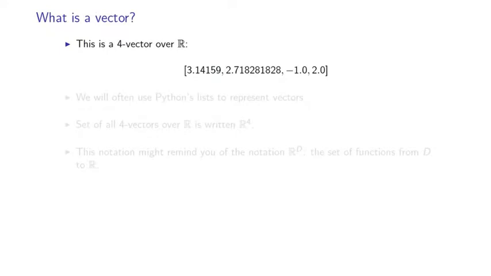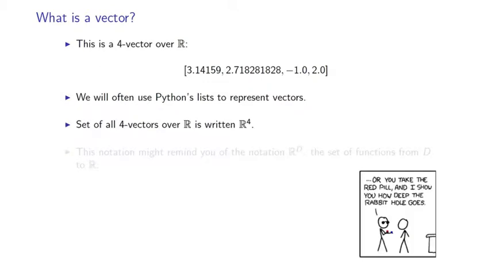A list of numbers, in this case 4 numbers. This is called a 4-vector over the field of real numbers. We'll use Python's list sometimes to represent vectors using this notation. And the set of all 4-vectors over the real numbers is written R4.